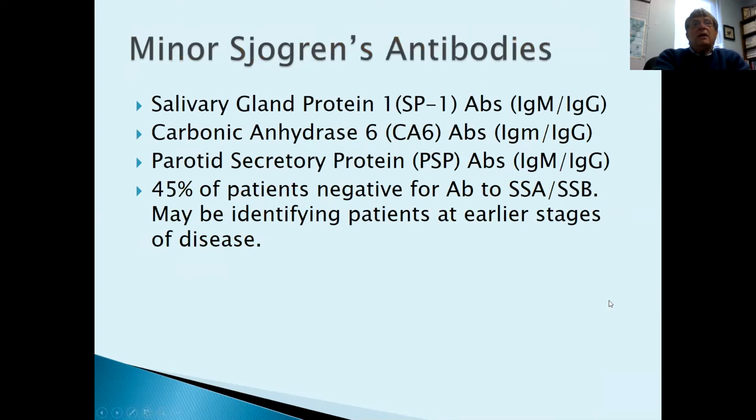Recently, there has been development in those patients that are negative for antibodies to SSA and SSB, which may be seen in 10% of the patients. Minor Sjogren's antibodies are noted. They are salivary gland protein SP1, carbonic anhydrase 6, and parotid secretory protein. These should be analyzed early on, and they may help in identifying patients at earlier stages of disease.